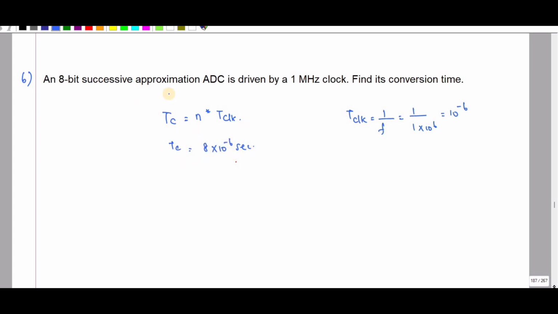But since it has a start of conversion and an end of conversion, it will consume one T clock for the start of conversion and one T clock for the end of conversion. So it is 8 plus 1 plus 1, that is 10, into 10 power minus 6 seconds. That is nothing but 10 microseconds.